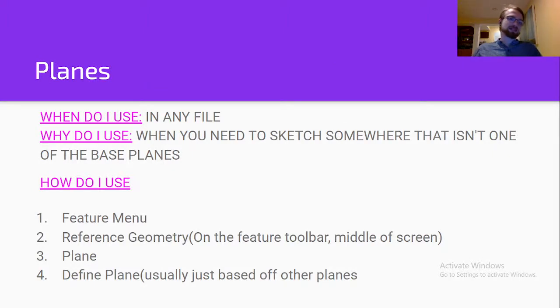First, let's talk about planes. These are the most common type of reference geometry that's used. You can use this in any file, so that means parts and assemblies. And as I said before, you use this when you need to sketch somewhere where you don't have a plane or a face already, right?